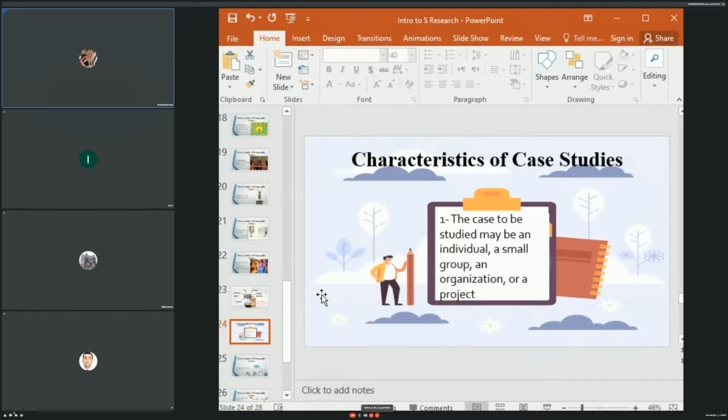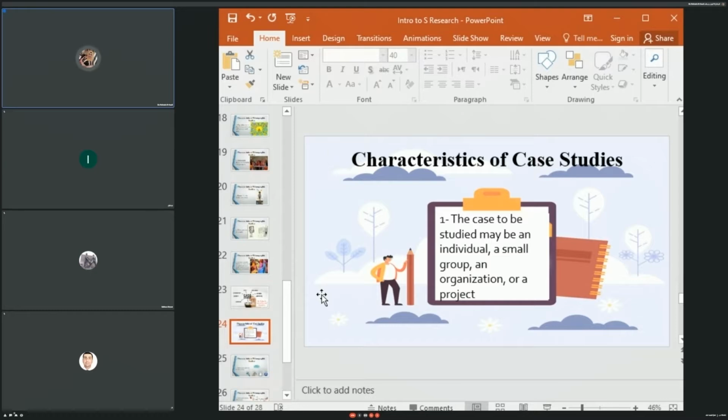Anyways, the characteristics of case studies. The case to be studied may be an individual, just like I said, you can have 1 participant. A small group, let's say I can have 1 class in the University of Baghdad English department. This is a case. I can interview them, and my interview will be shorter. And it could be an organization also.